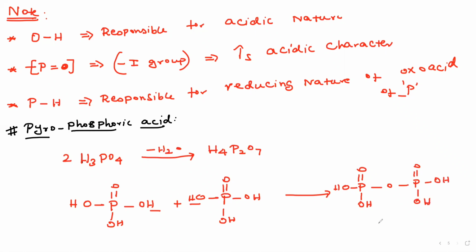Now what is the basicity for this one? What is the formula? Same, H4P2O7. What is basicity? How many OH? 1, 2, 3, 4 OH. Okay. Then how many POP?